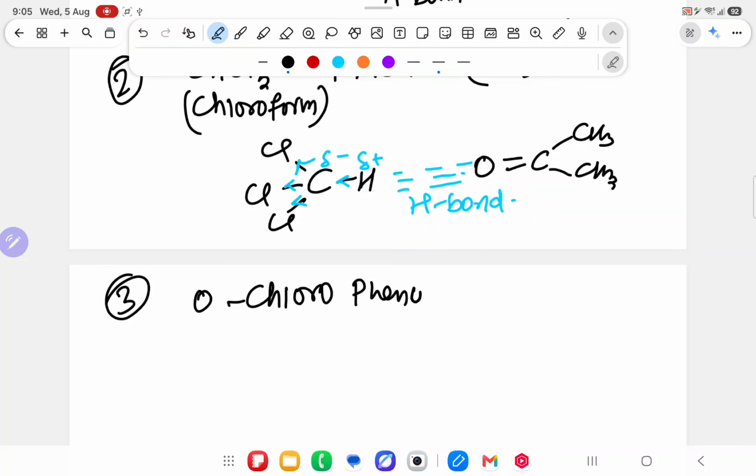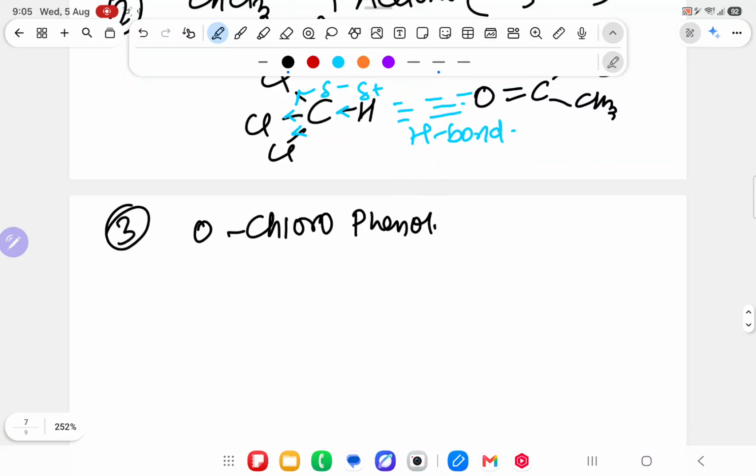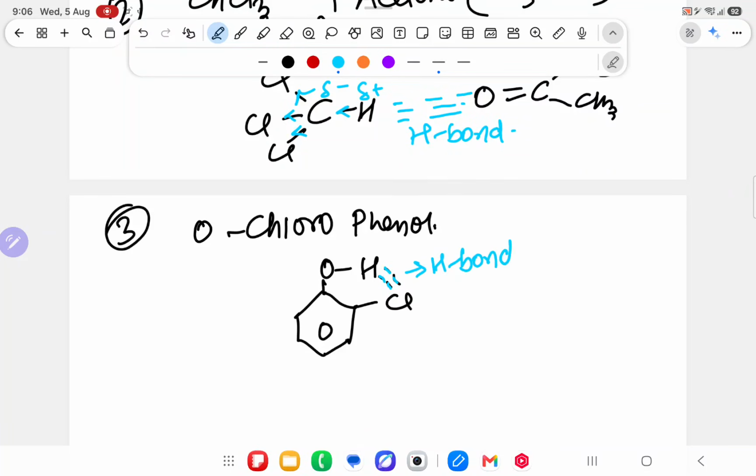orthochlorophenol. Orthochlorophenol will also show hydrogen bond. How, sir? Over here OH and over here Cl. A special example, I have written some special cases. This is also forming hydrogen bond. How many examples are there?